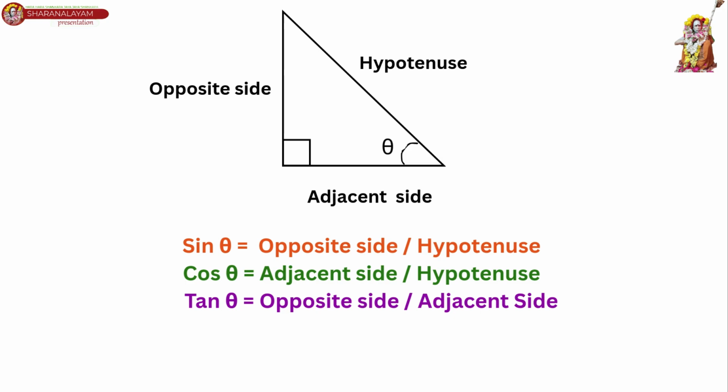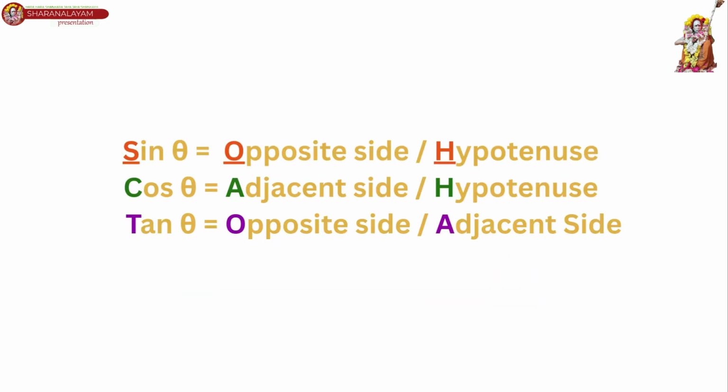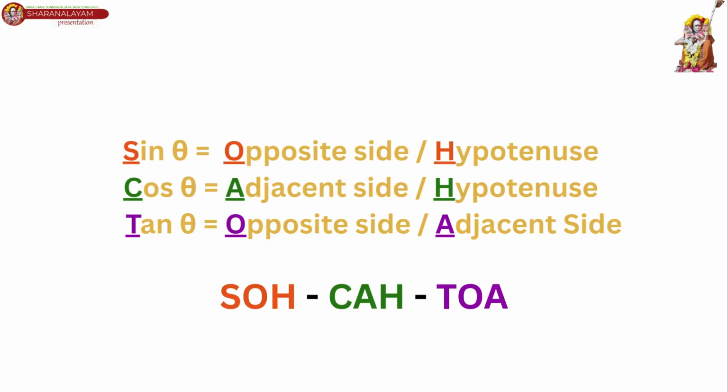You see, take the first letter of each. Sin theta is equal to opposite side by hypotenuse. So, SOH. Okay. Similarly, cos theta is adjacent side upon hypotenuse. CAH. Tan theta is opposite side by adjacent side. So, TOA. One way to remember this is to say so ka toa.